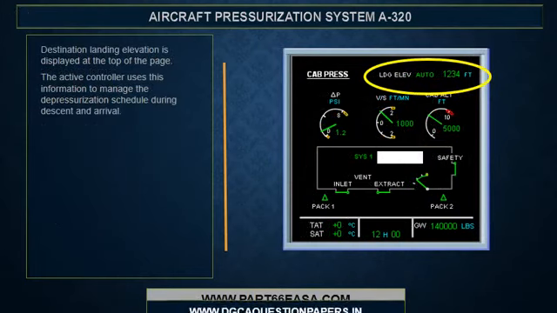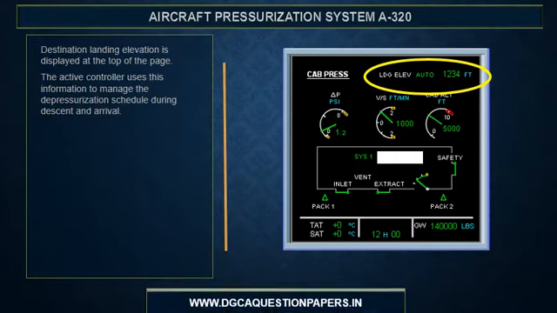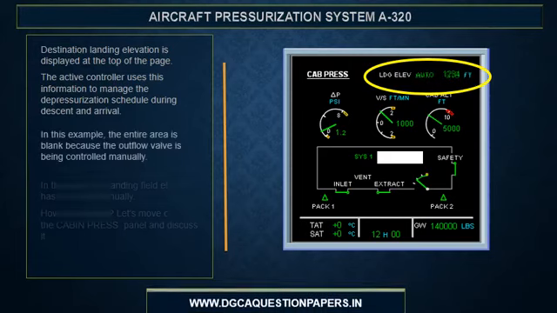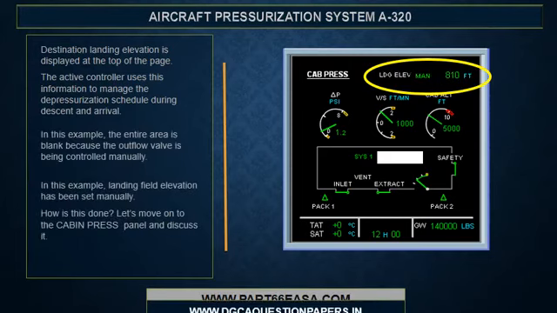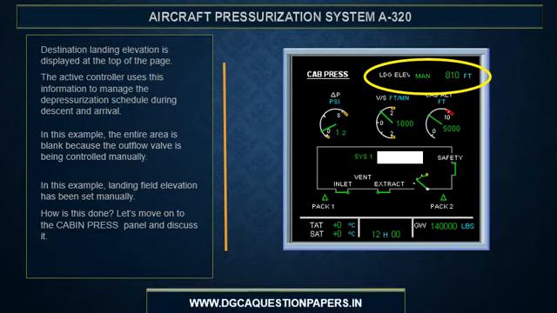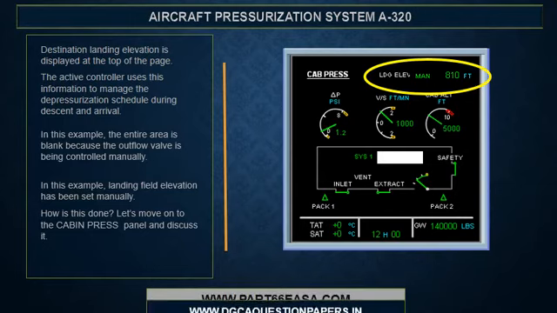Destination landing elevation is displayed at the top of the page. The active controller uses this information to manage the depressurization schedule during descent and arrival. In this example, landing field elevation has been set manually. How is this done? Let's move on to the cabin pressurization panel and discuss it.